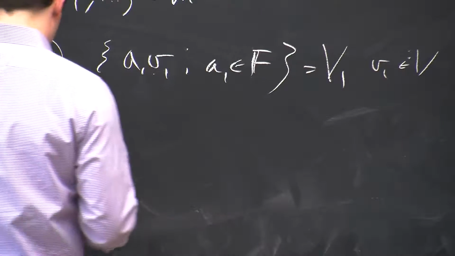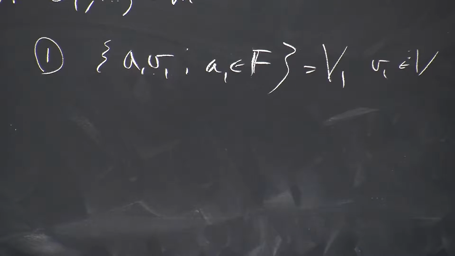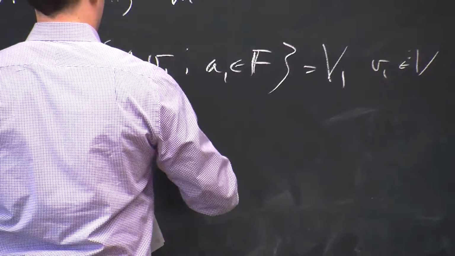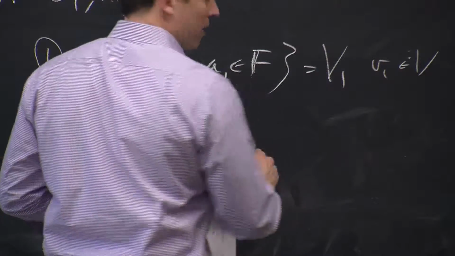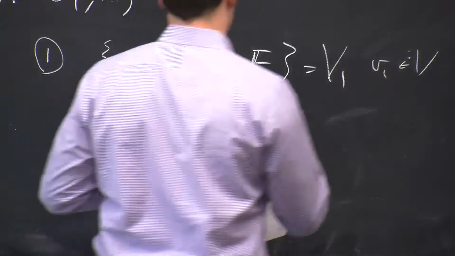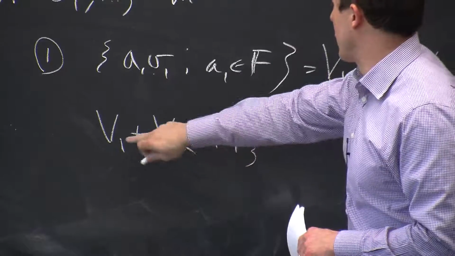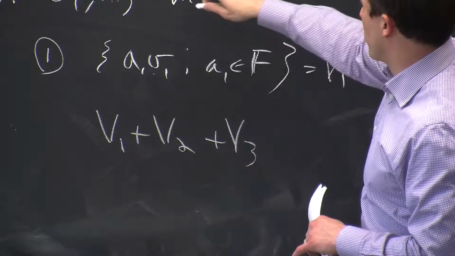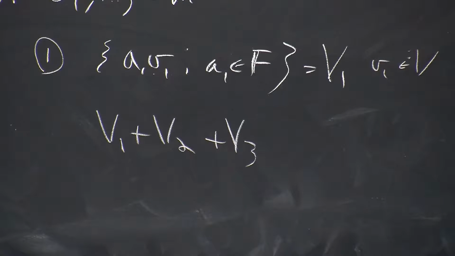So we know from the discussion about sums that if I take multiple subspaces, V1 plus V2, that's a subspace. V1 plus V2 plus V3, that's a subspace, and so on. So therefore, since these are all subspaces, the set of all linear combinations of a list of vectors is itself a vector space, and it's a subspace.